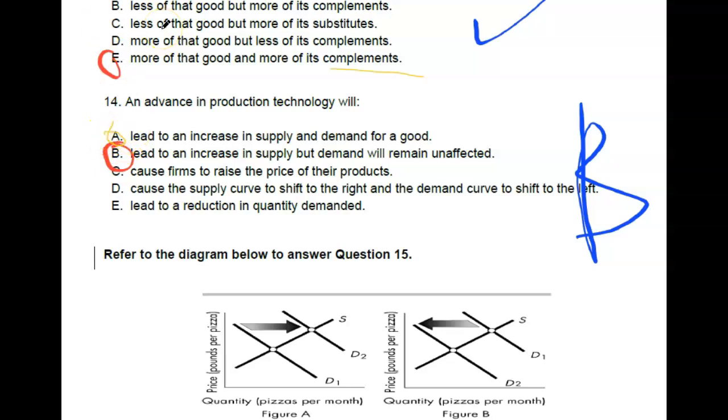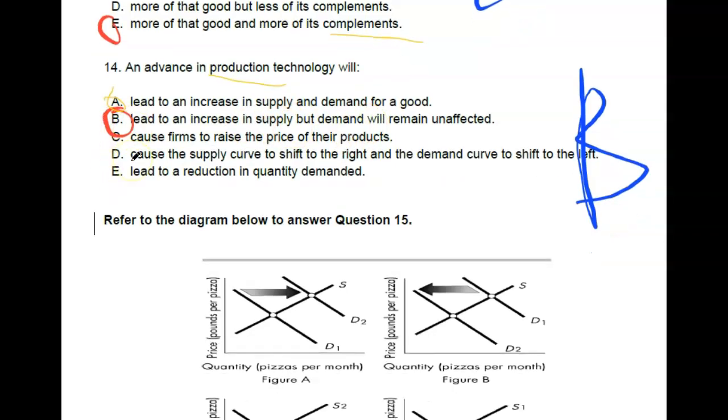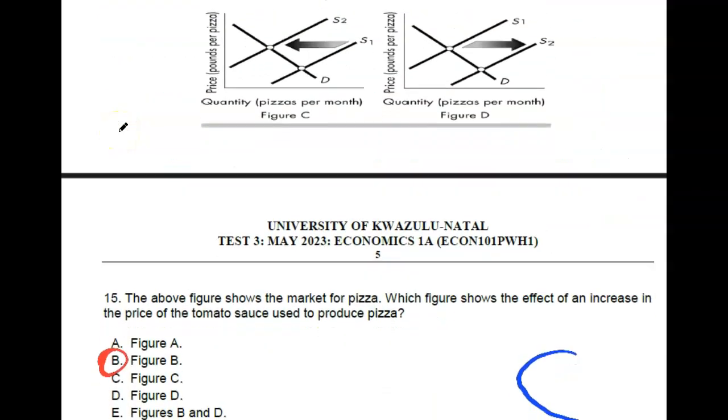Okay, so to be honest, I think B is the answer. It'll lead to an increase in supply, but the demand will not be affected, because they mentioned production. So that's like suppliers. If suppliers have better technology, they will produce more. So I think the correct answer is B, right? And actually the answer in the memo is B. Yeah, B is the correct answer. So not A, it's B.